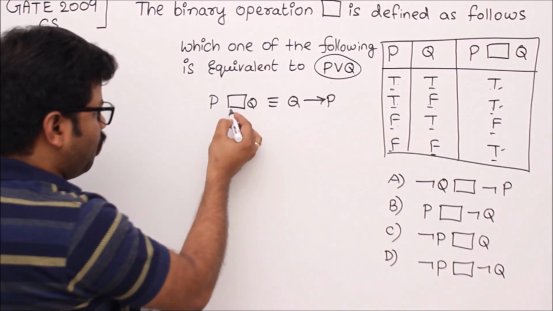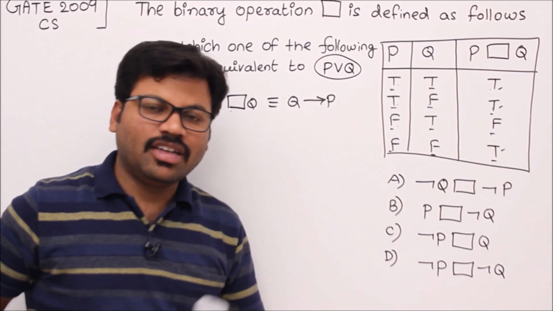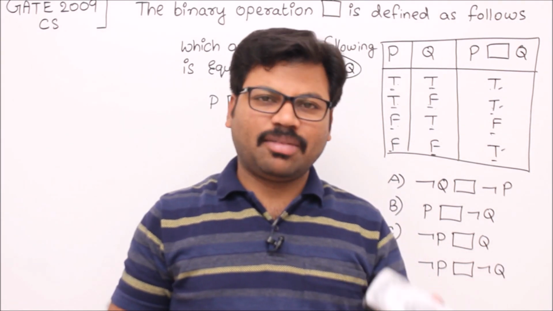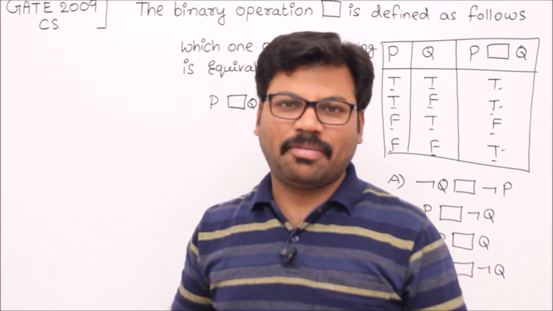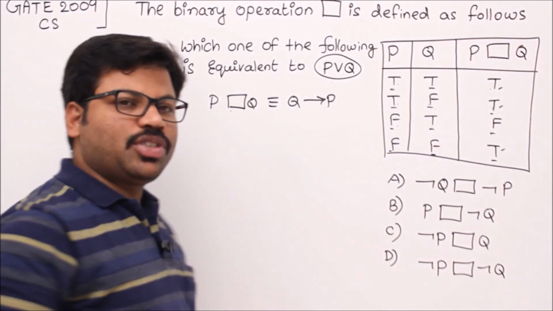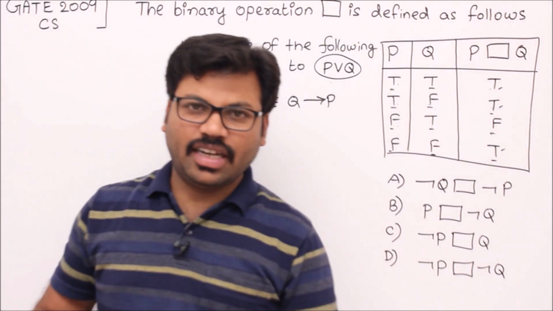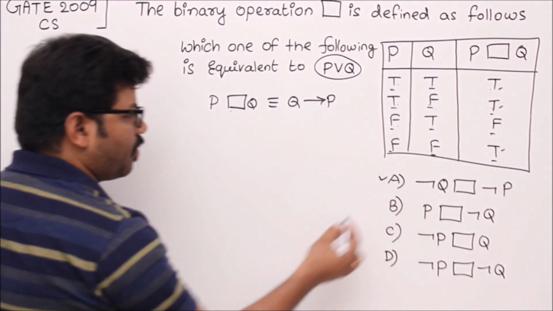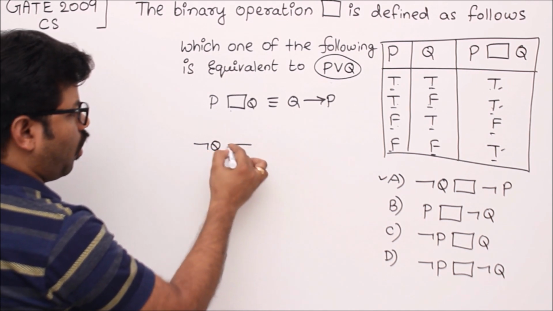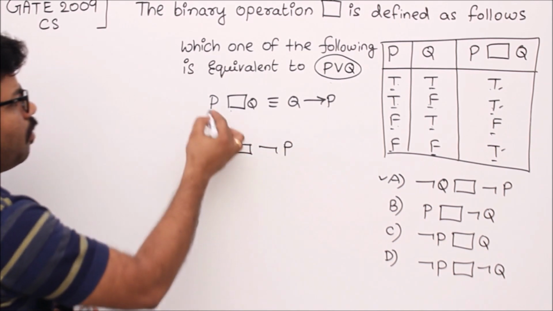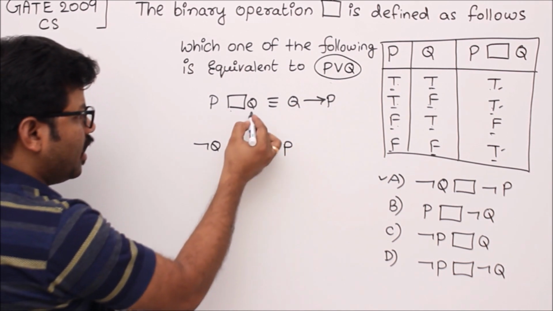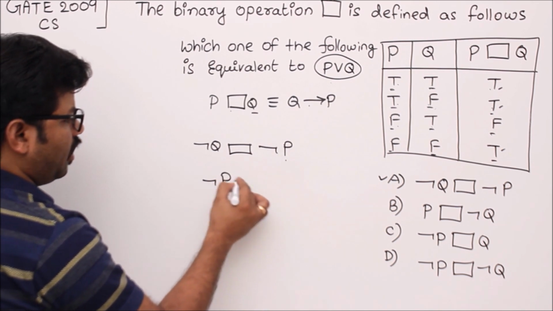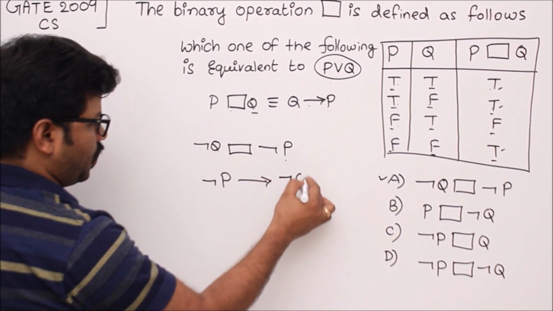From now onwards, whenever I see box, I can replace it with implication. Once I convert my problem to an implication problem, then I can replace implication by an OR operator, correct? That's my idea. Let me use it. Okay, let's take the options one by one. If some option is correct, that should simplify to P OR Q. Remember it. Let's begin with A. Negation Q implies, box, negation P. We know that P box Q is nothing but Q implies P. That means second term implies first term. Okay, this is second term negation P implies first term negation Q.